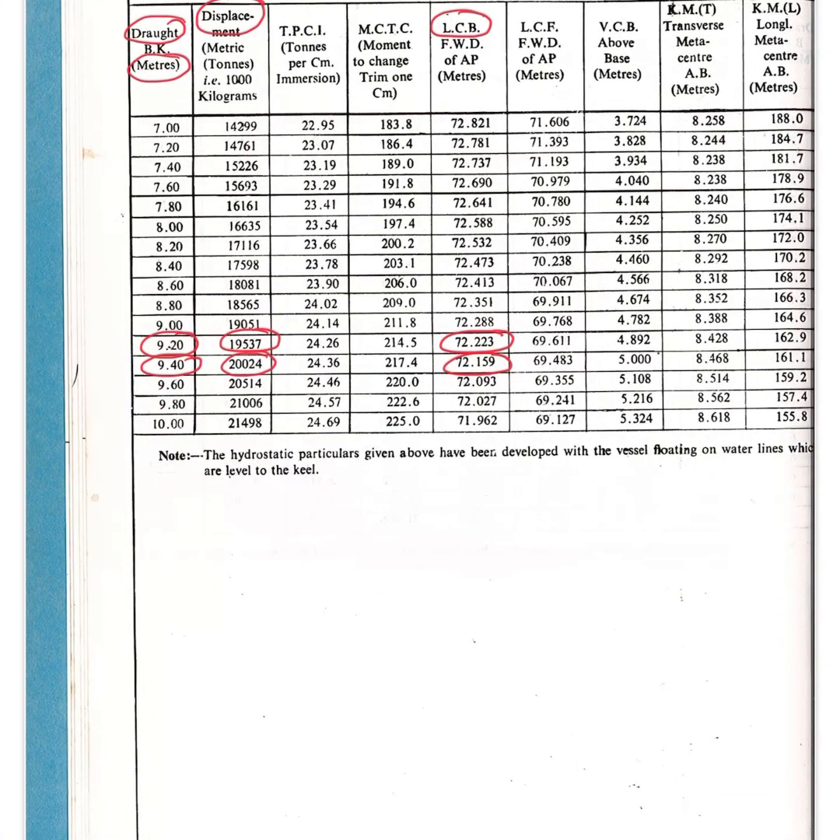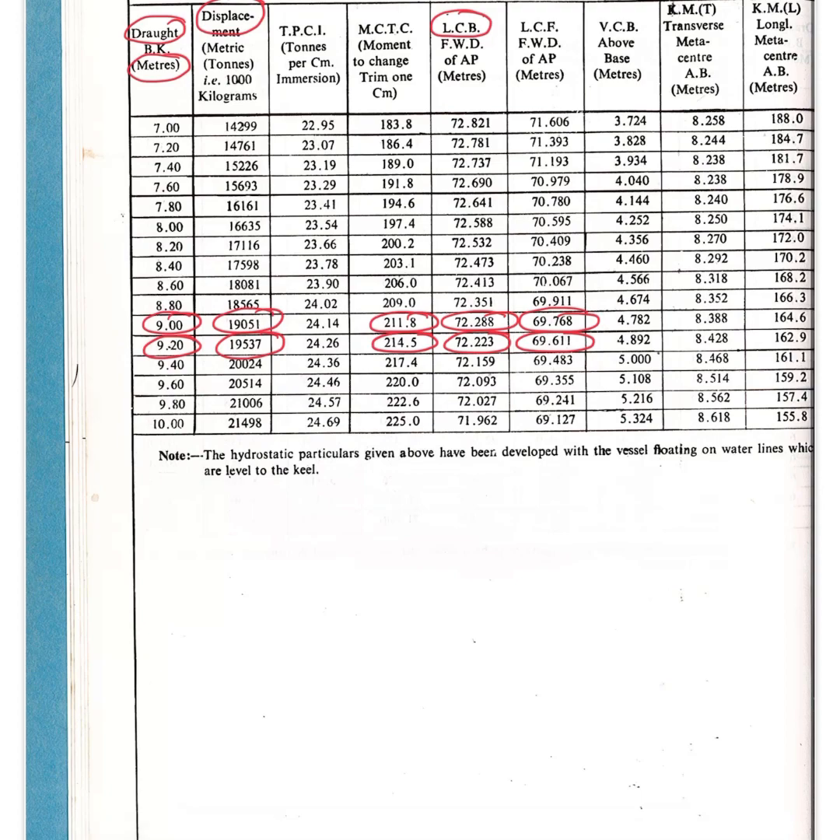So when we go back to the hydrostatic tables, and if I erase the rest of the values here, where does 19494.5 lie? It lies between 19051 and 19537. So that means it lies between the drafts of 9 and 9.2. So you will be noting down these values of the two drafts, two displacements. You also need the MCTC, so you will note down these values as well. You will take down LCB, longitudinal center of buoyancy, as well as longitudinal center of flotation values. You will note down all these values from here.